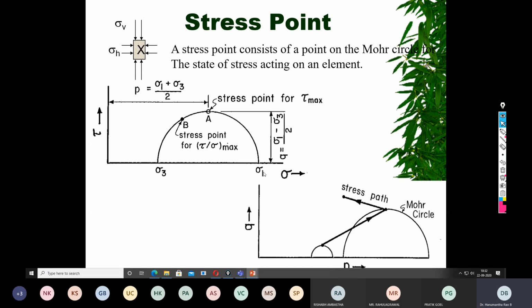So when you draw the P' Q' graph instead of sigma versus tau, where P is (sigma 1 plus sigma 3) by 2 and Q is (sigma 1 minus sigma 3) by 2, we transform the Mohr circle into the path followed by the stress applied on the soil sample. It is very important to understand what path the stress imposition is following, because this will tell you how much overburden pressure can be applied on the soil sample.